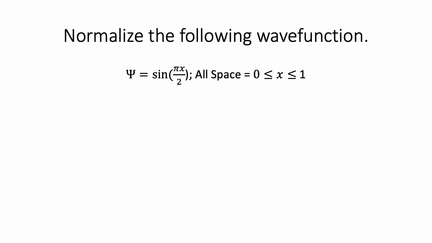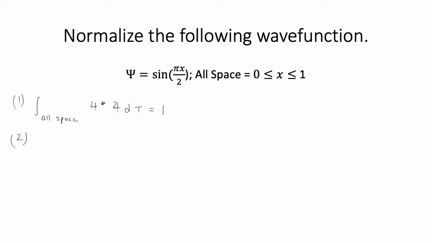So we are asked to normalize the following wave function, psi equals sine of pi x over 2, where all space is defined from 0 to 1. The first step with any normalization problem is to recognize that we need to take the integral over all space of the complex conjugate of psi times psi d tau and set that integral equal to 1.